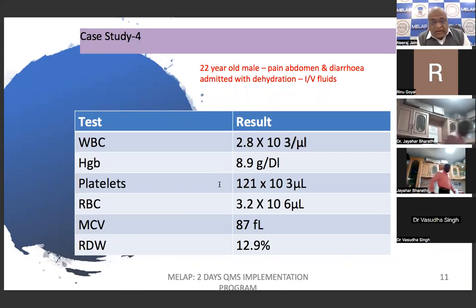Now, this is again a case of pancytopenia. But what was the problem here? They collected the sample from the same arm where the patient was receiving fluids. So these low values were because of dilution. When a repeat sample was collected from the other arm, everything was normal. So you can understand how important this pre-examination is.